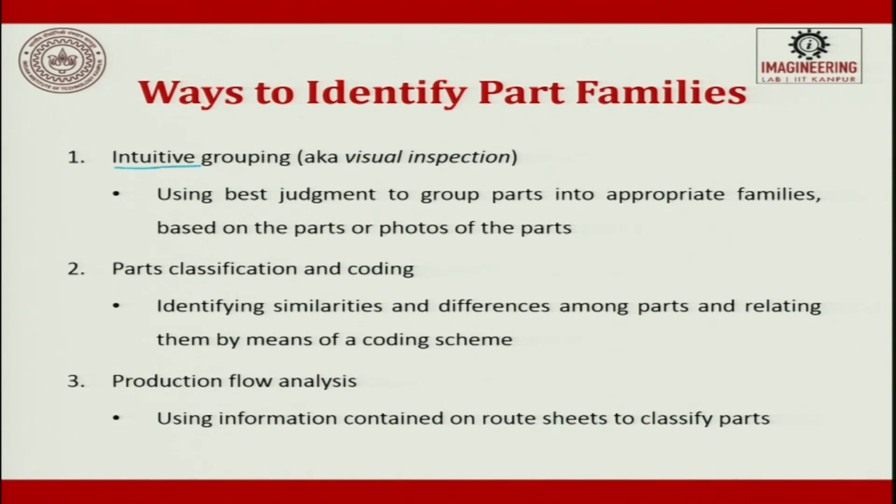First is intuitive grouping, using best judgment to group parts into appropriate families based on the part or a photo of the part. This is the first way of identifying a part family. The second way is part classification and coding. The third one is going to be production flow analysis.